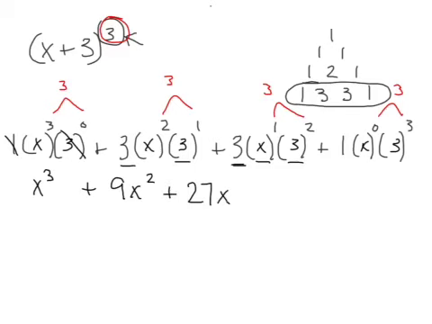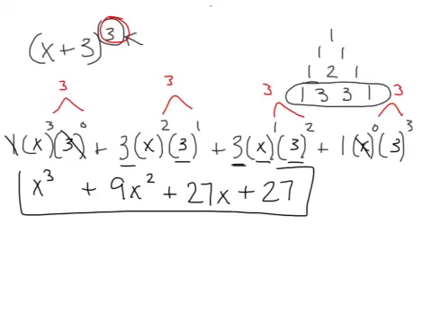And again here we have 1 times x to the 0 is just 1. 3 to the third power is 27. So that's how we work out the simpler version of the binomial theorem.